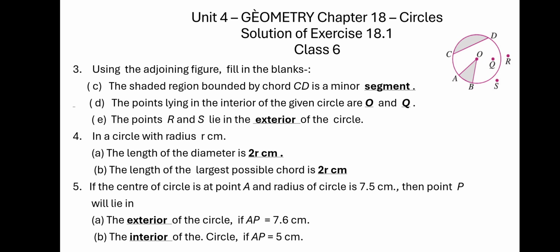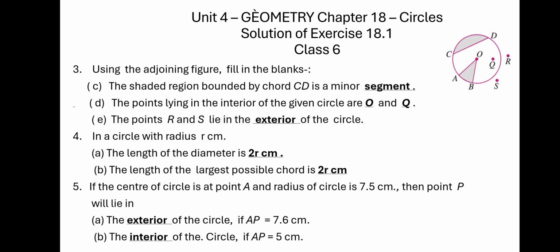Fourth question. In a circle with radius r centimeter, the length of the diameter is 2r, because twice the radius of the circle is the diameter. So since the length of the radius is r centimeter, 2 multiplied by r, that is 2r centimeter. The length of the largest possible chord, which is also the diameter, is also 2r centimeter.